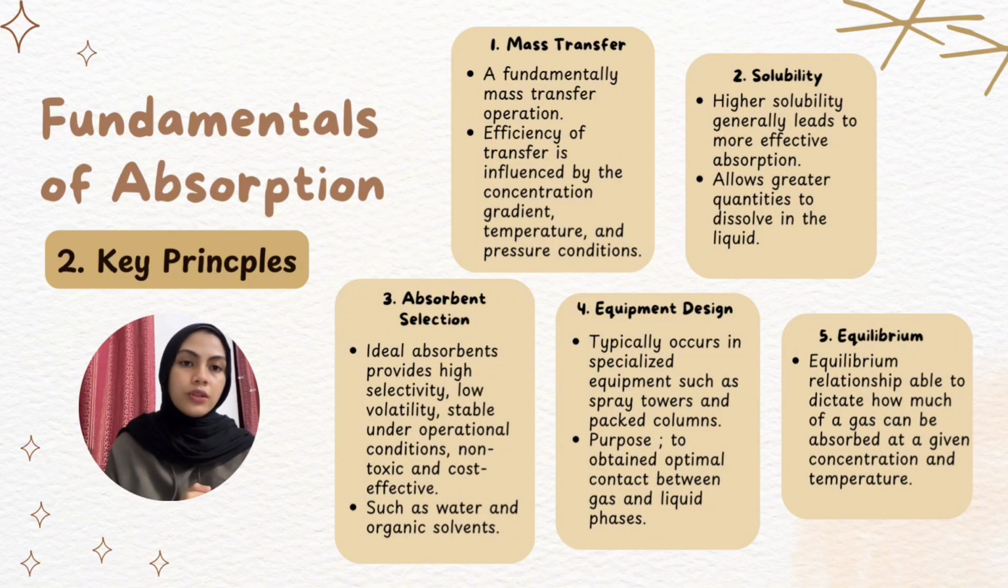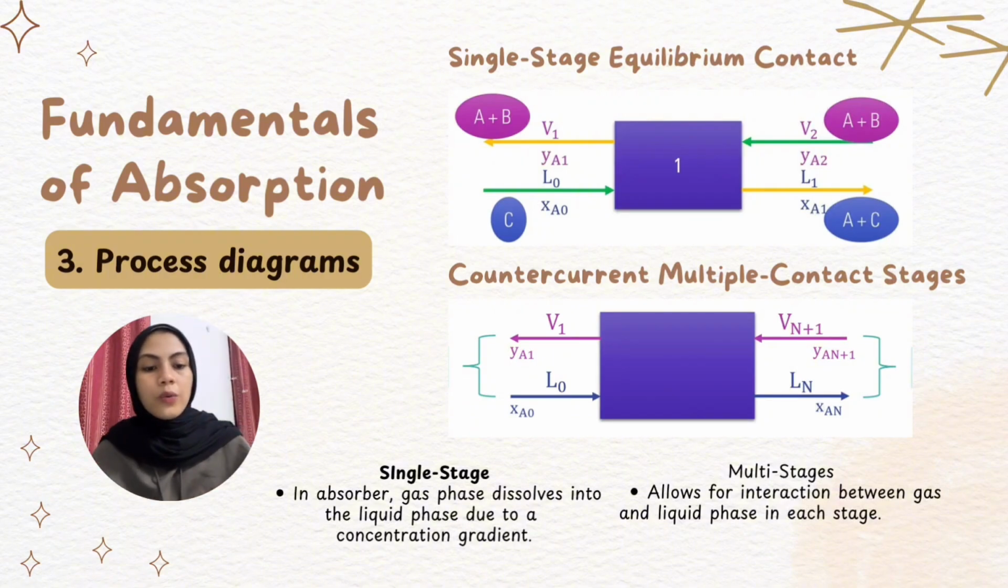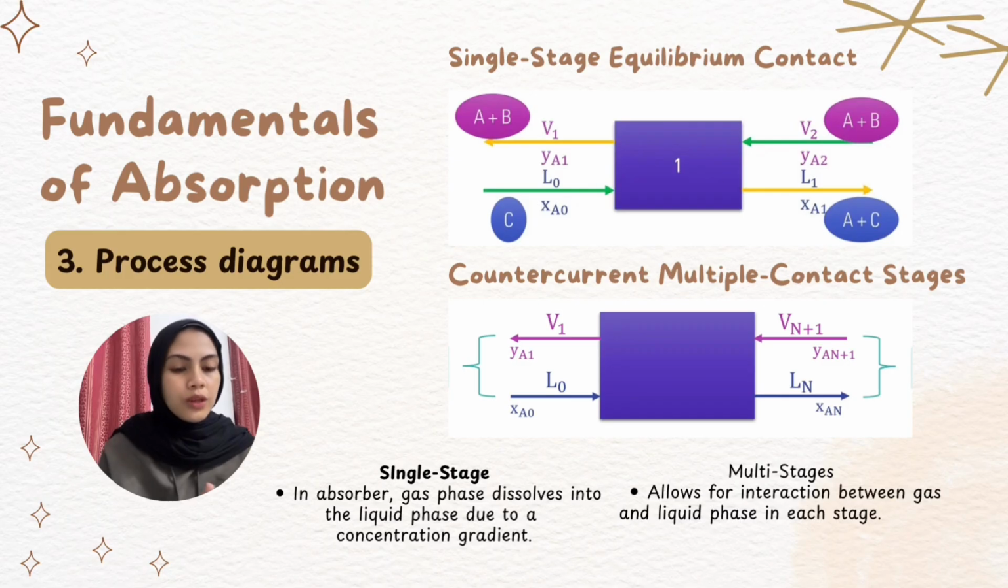which we can use to dictate how much of a gas can be absorbed at a given concentration. So for the next slide, I'm going to talk about the process diagram, which we have two. The first one is the single stage equilibrium contact, and the second one is the counter-current multiple contact stages, where looking at the single stage contact diagram, we know that V2 and L0 are the inlet streams, and V1 and L1 are the outlet streams.